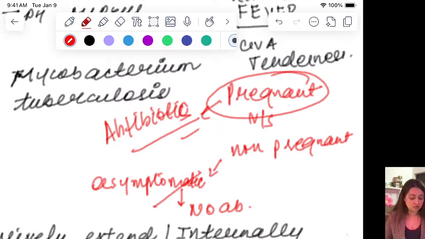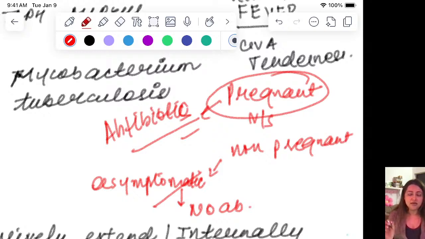Can anyone answer this? What could be the reason? Anyone? So why are you giving antibiotics to a pregnant female who has asymptomatic bacteriuria? What's the need? Because she's already not having symptoms. So why do we need to give her antibiotics?